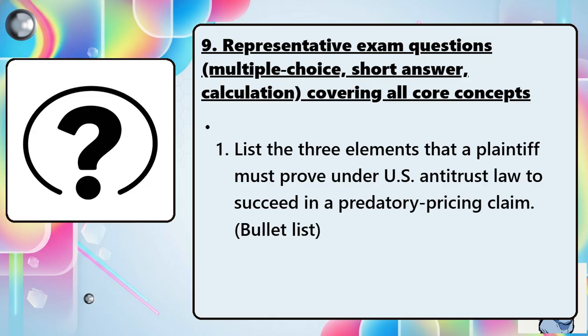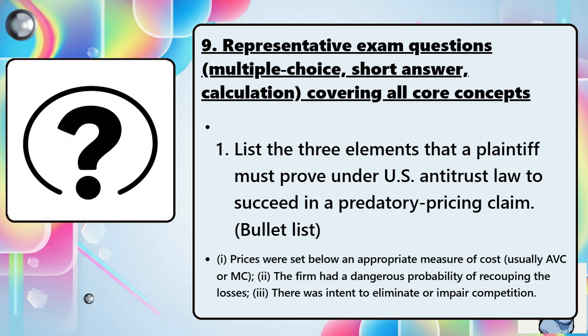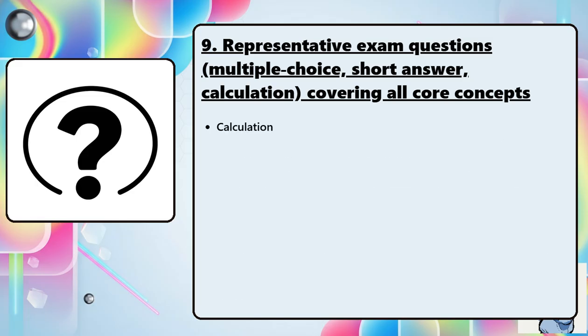4. List the 3 elements that a plaintiff must prove under U.S. antitrust law to succeed in a predatory pricing claim. Bullet list. Prices were set below an appropriate measure of cost, usually average variable cost or marginal cost. The firm had a dangerous probability of recouping the losses. There was intent to eliminate or impair competition.